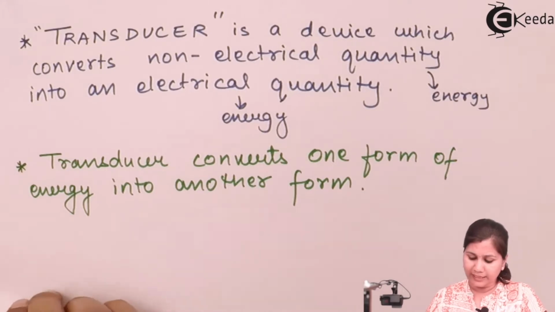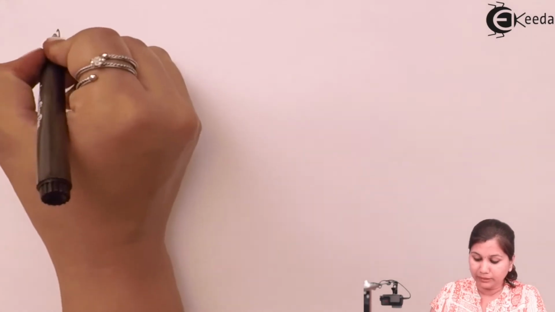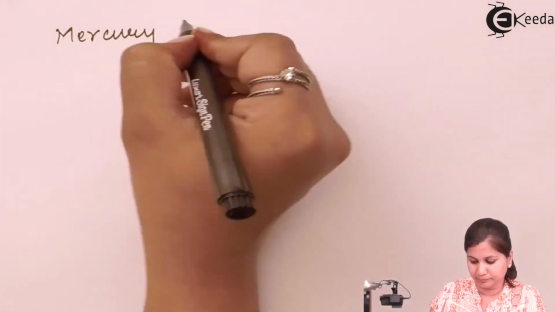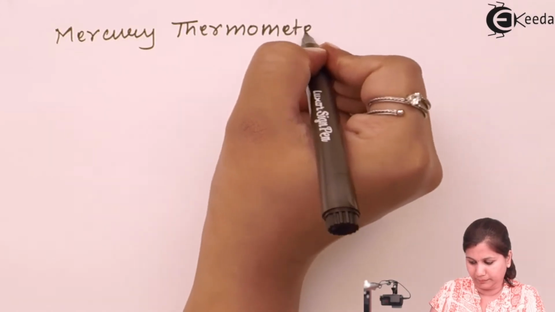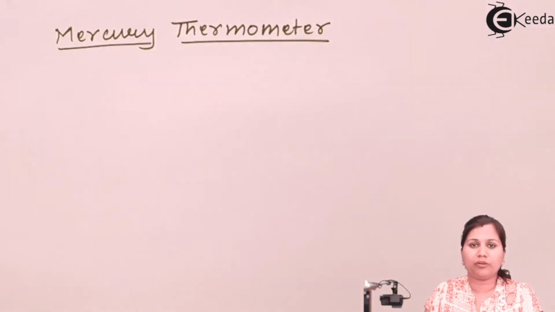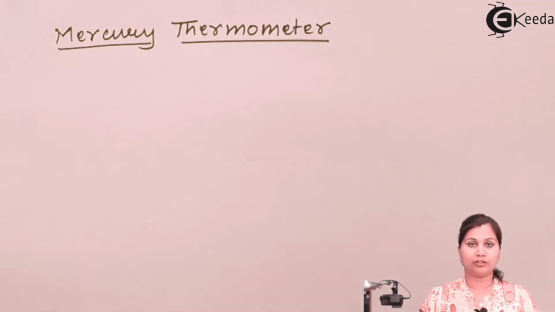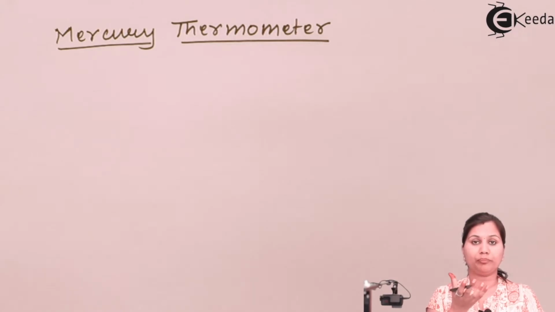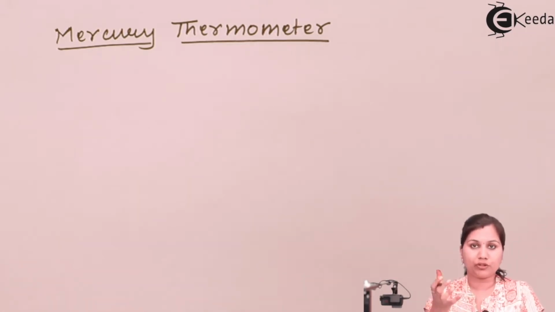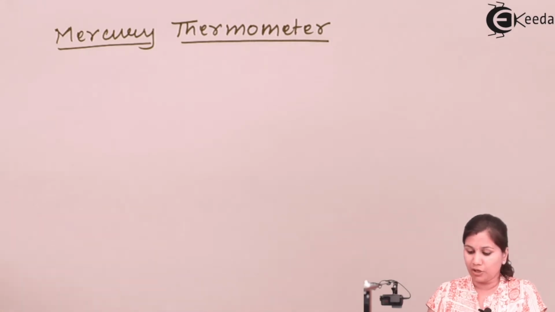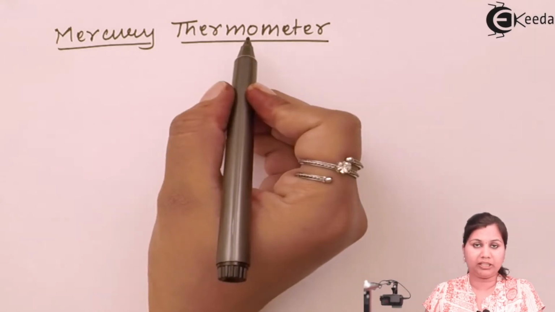Okay, if we see one example, why there is a need for transducers and why there is a need for this conversion, let's take an example of a mercury thermometer. Now suppose we want to measure the variations in the temperature of a room. So how are we going to measure these variations? There should be some device. So here the mercury thermometer is used.